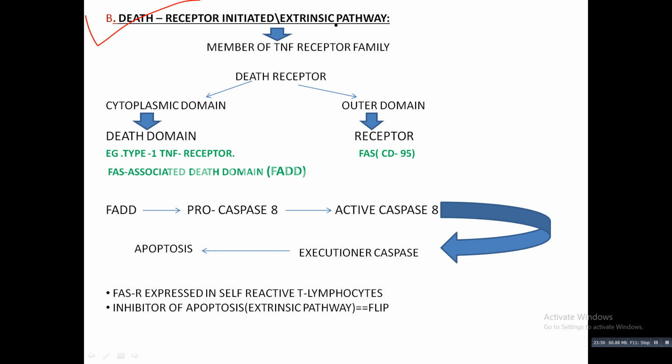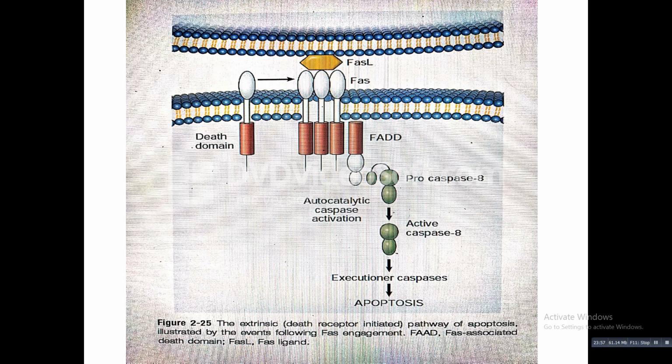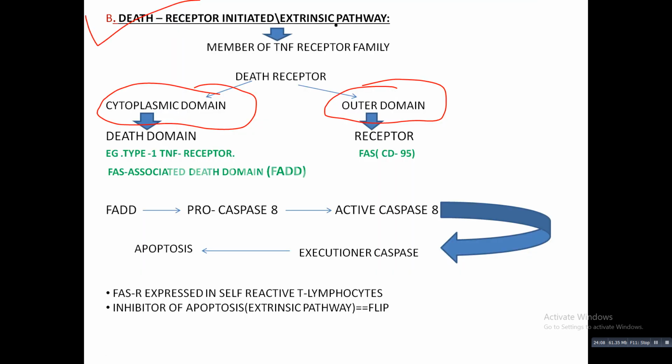An example of the receptors, as we see on the cytoplasmic domain, is the type 1 TNF receptor as well as Fas associated death domain. I repeat, the examples of the cytoplasmic domain, that is also called the death domain, are type 1 TNF receptor and Fas associated death domain.